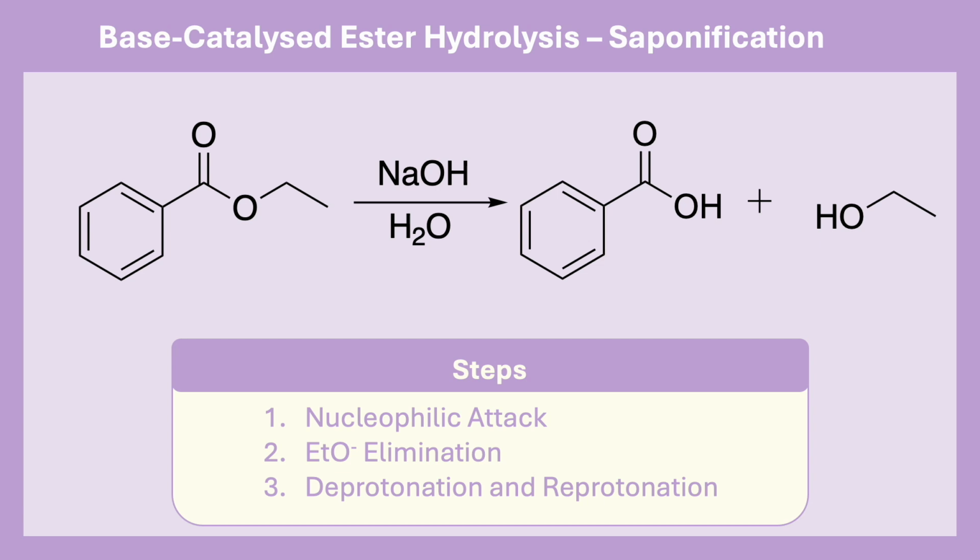The first step is a nucleophilic attack by the hydroxide ion forming a tetrahedral intermediate. This is then followed by ethoxide elimination, which then deprotonates the carboxylic acid formed in the previous step. Finally, if acid is added to solution, the carboxylate ion will be reprotonated, forming the carboxylic acid product.